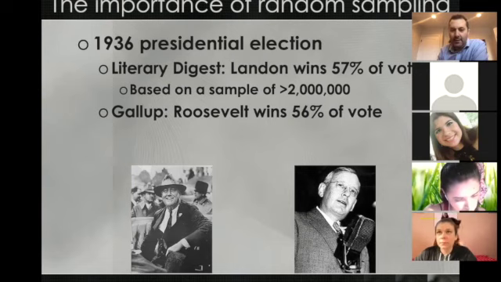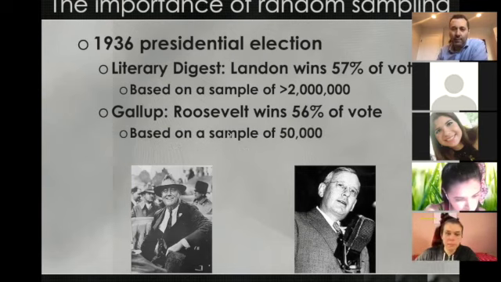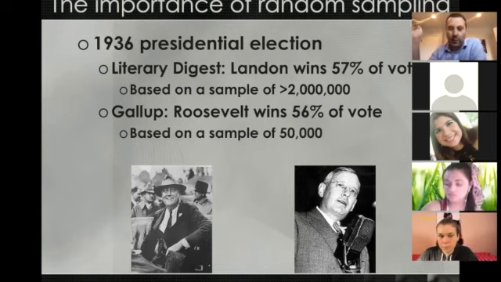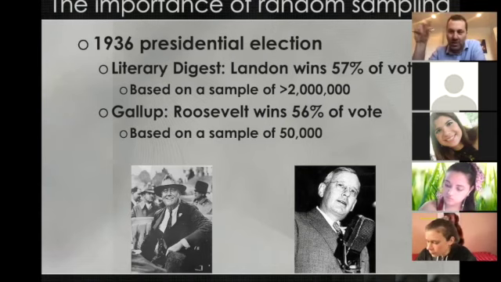He concluded that Roosevelt, the Democrat, would win with 56% of the vote. Now, his sample was based on only 50,000 people. Okay, it was 1/40th the size of Literary Digest, right? So a much, much, much smaller sample. So he had the exact opposite prediction than Literary Digest.